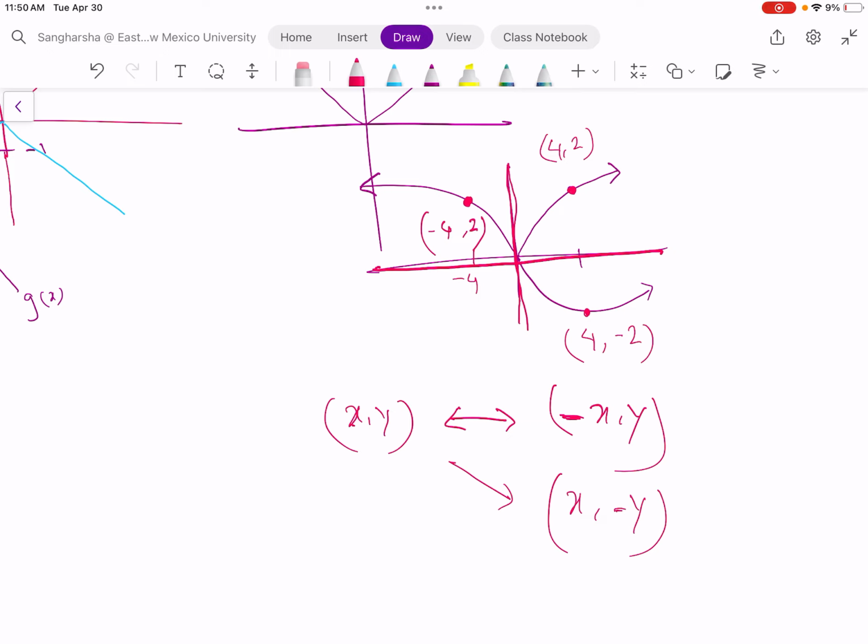Just using this concept, try numbers 33, 34, 35. If you can do it, it's good. If not, we'll do it tomorrow.